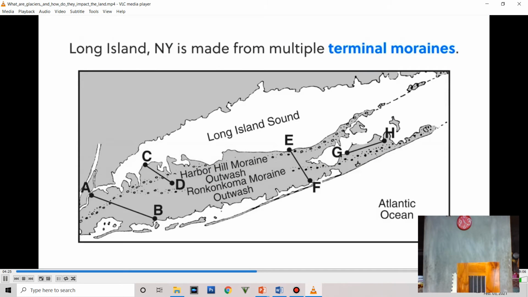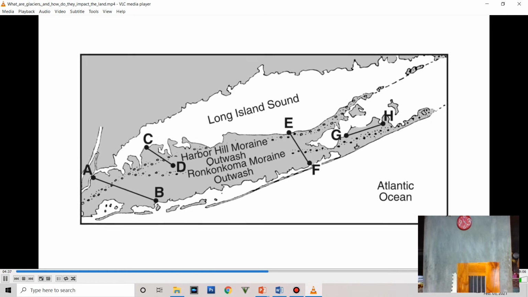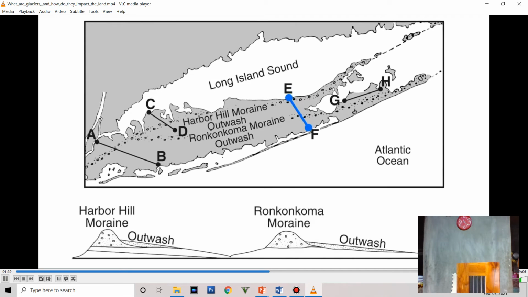Long Island, New York is a great example. It was formed as a result of multiple periods of glaciation, and therefore there are multiple terminal moraines, the Harbor Hill Moraine, the Ronkonkoma Moraine, etc. If we were to look at line EF here from the side as a profile, it would look like this. You would have this first moraine, and then notice this term outwash, which is just some of the material that's been washed out by melting water. And then we have a second period of glaciation that resulted in the Ronkonkoma moraine.